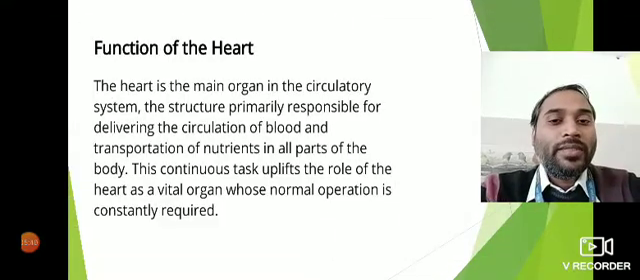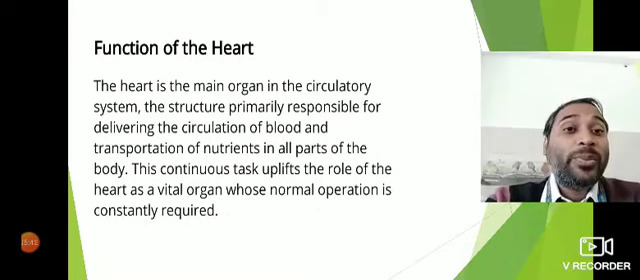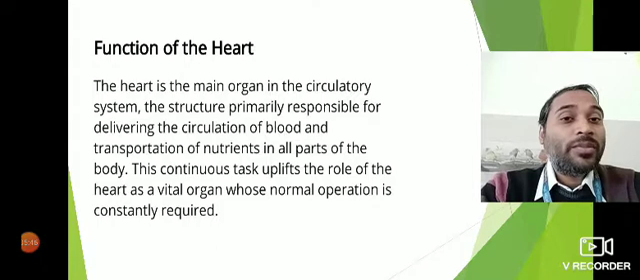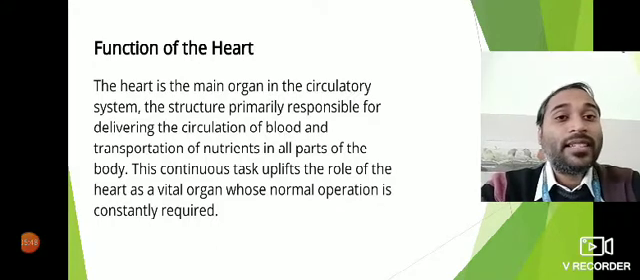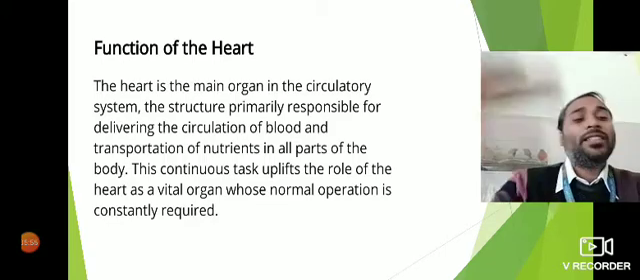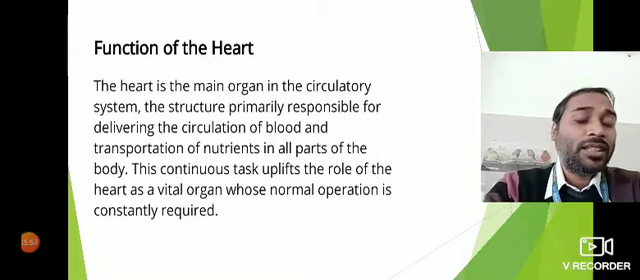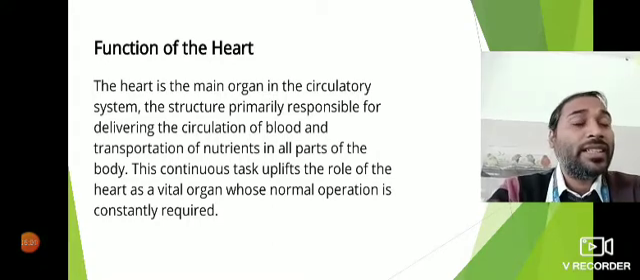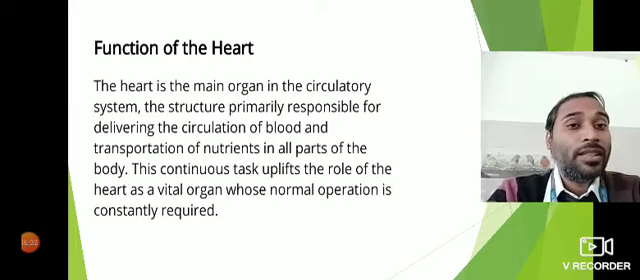Okay, so what is the function of the heart? The heart is the main organ in the circulatory system, the structure primarily responsible for the circulation of blood and transportation of nutrients to all parts of the body. So we have already discussed how the deoxygenated blood is carried to the lungs, and how the oxygenated blood is carried back to the heart from the lungs, and then it is supplied to the rest of the body.